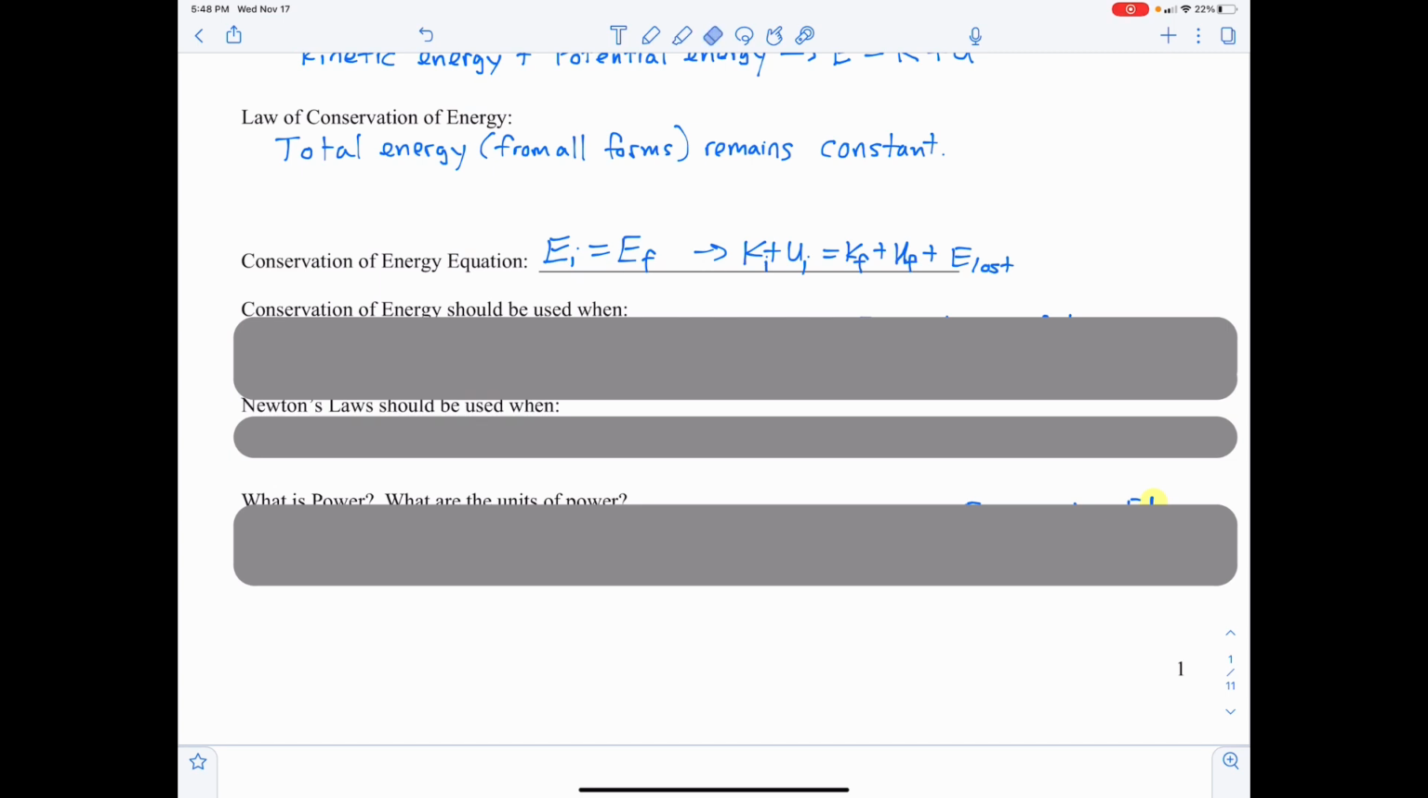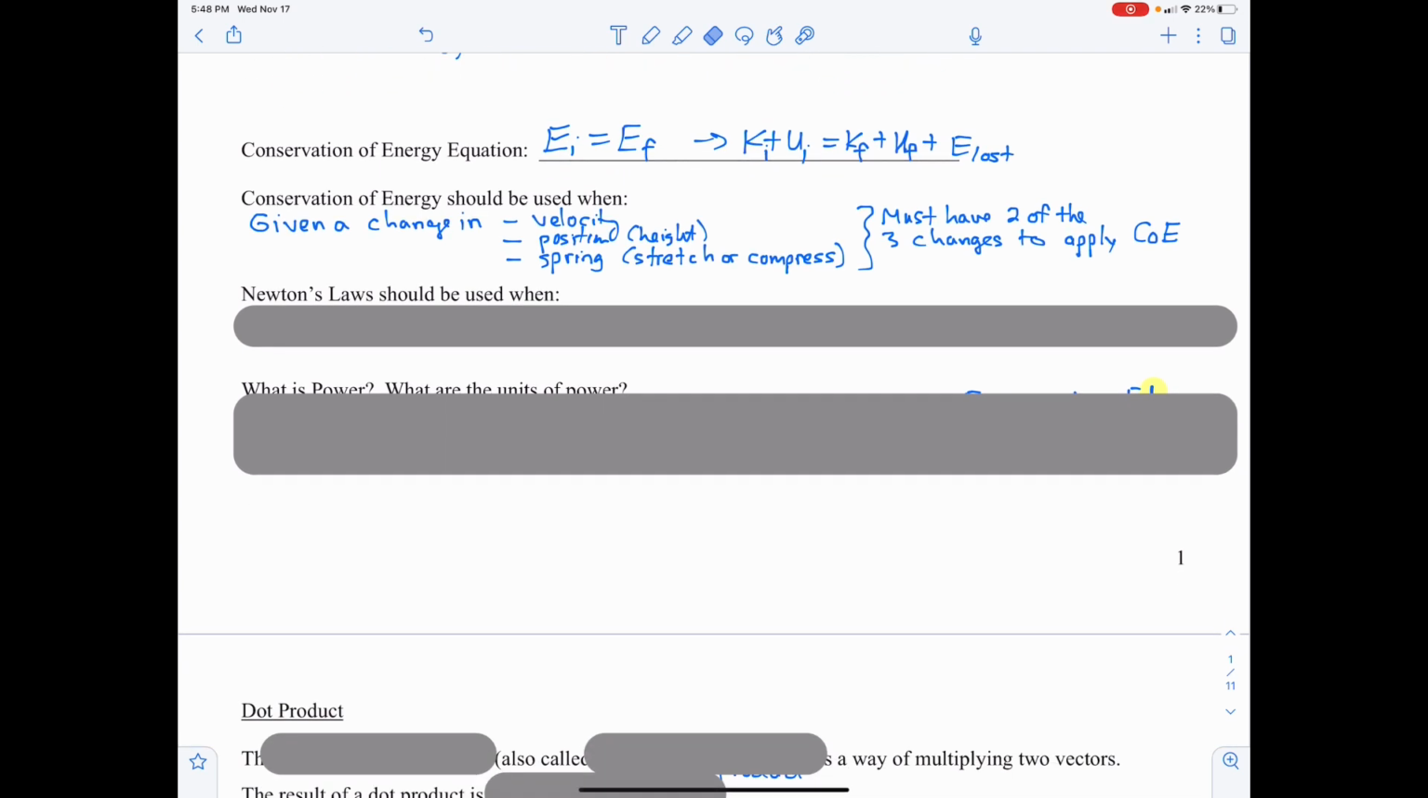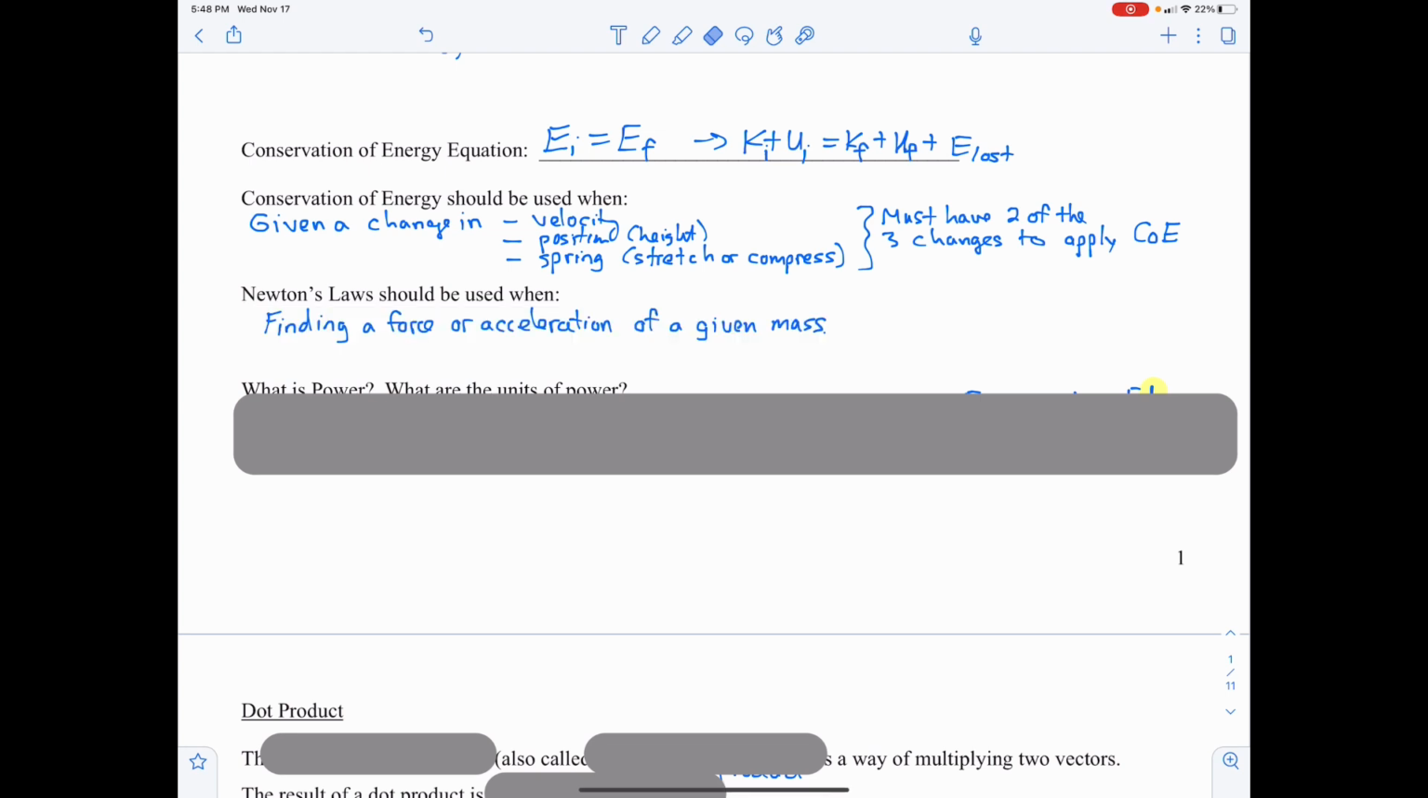When should conservation of energy be used? Well, if you're given, let's say, velocity, height, and a spring, you must have two of these three changes in order to apply. So in other words, a change in velocity and a change in height, or a change in velocity and a change in spring stretch, or a change in position and a change in spring stretch. There must be two of those three variable changes to have two of those three changes in energy to make conservation of energy applicable. Newton's laws should be used when you're finding a force or acceleration given a mass.